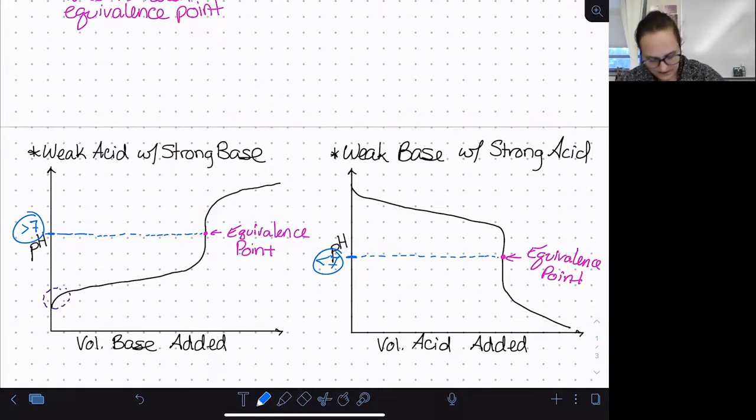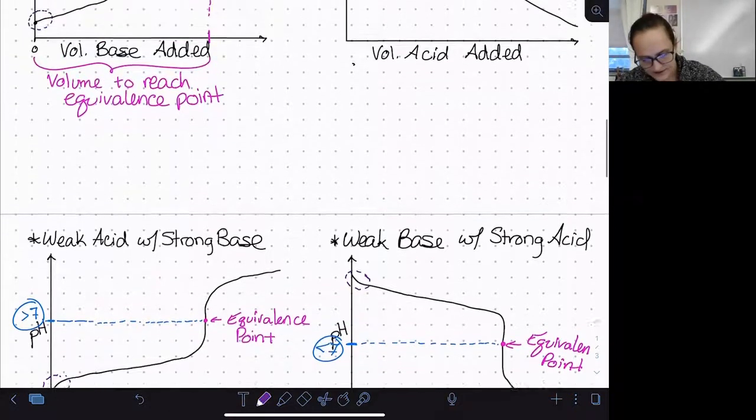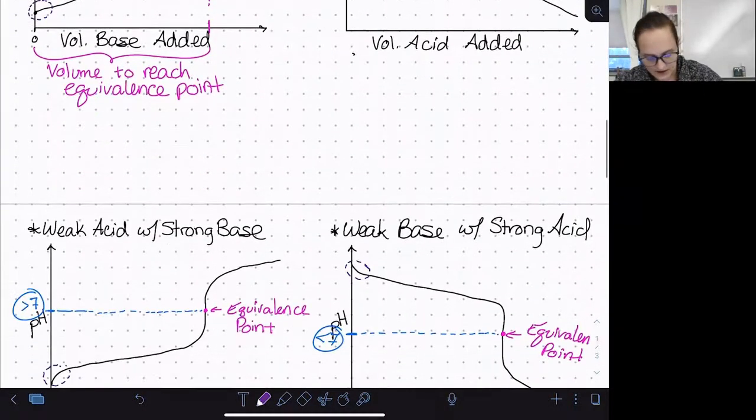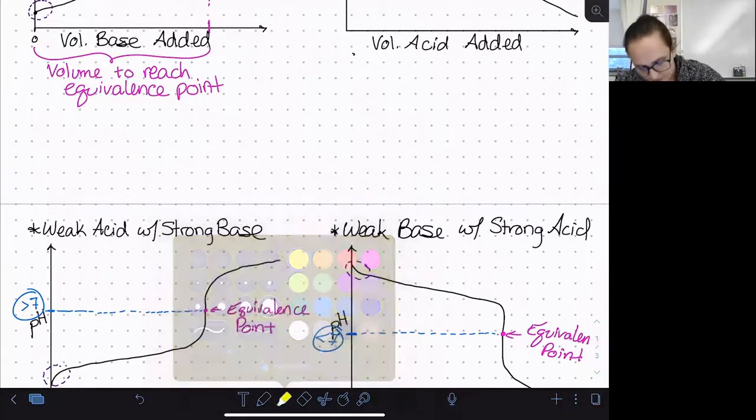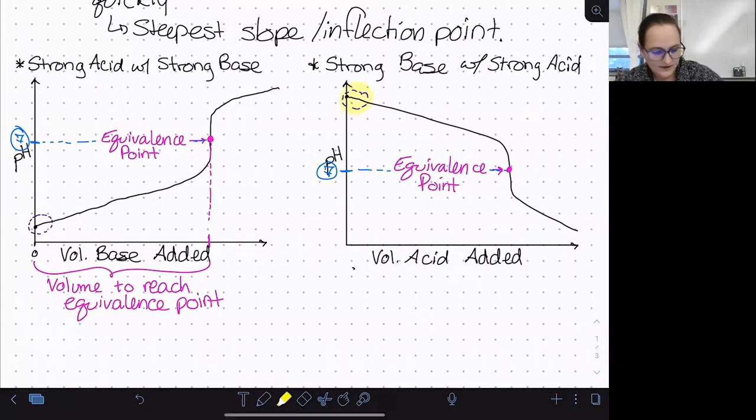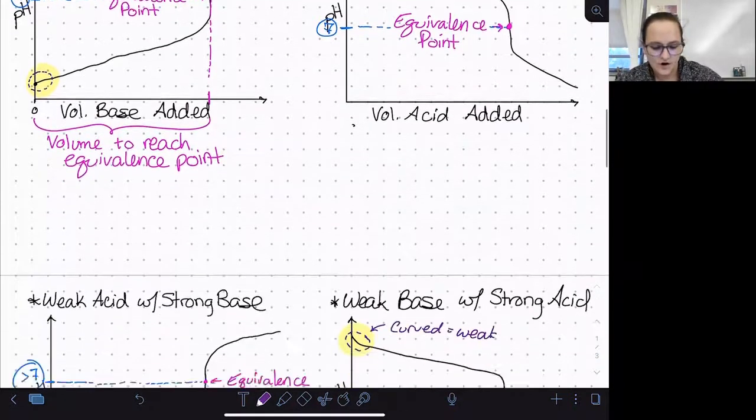So again, we also have this little curved portion that helps us tell the difference between the strong base, strong acid titration versus the weak base, strong acid. When we see that this little section is curved, it means that there is something weak involved in this reaction. When this first little section is straight, it means that both the acid and base involved in that titration are strong.